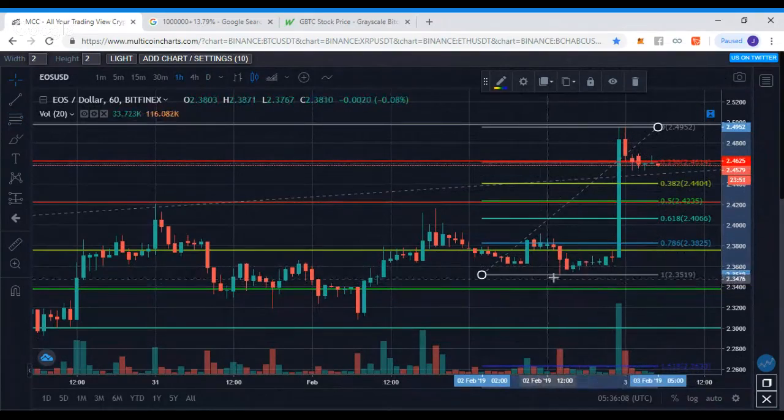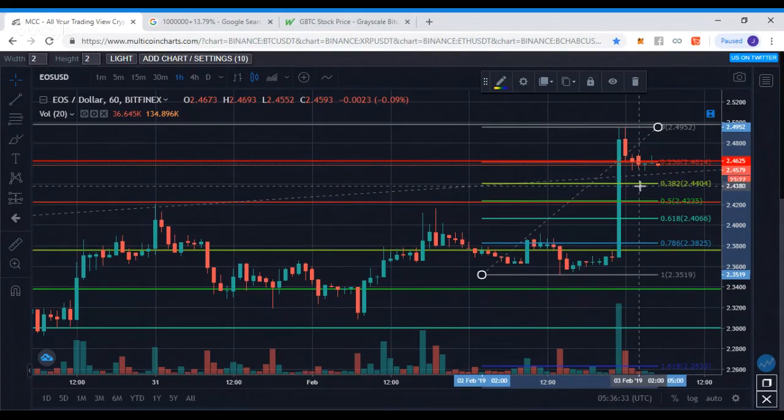So what I've done is I've pulled a swing low from 14:00 hours to a swing high of 23:00 hours. Right now we're at 5, and what we're seeing is we've retraced and came right back down around that 23% retracement line or level at $2.46.